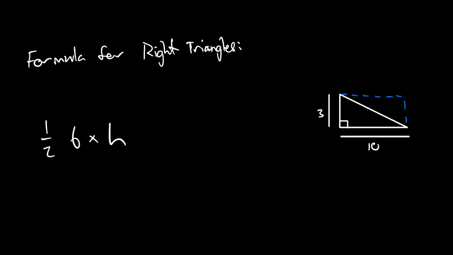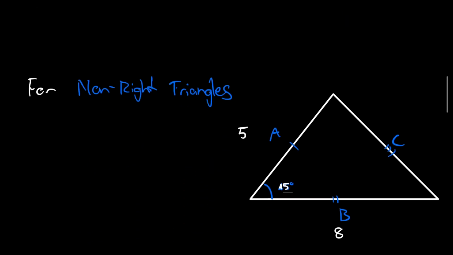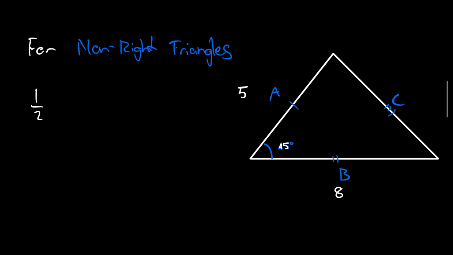Let's discuss how to calculate the area of a non-right triangle using the formula 1/2 AB times sine C. Consider this triangle, ABC, where A, B, and C are the lengths of the sides, and C is the angle opposite side C. To find the area, we multiply half of the product of sides A and B by the sine of angle C.